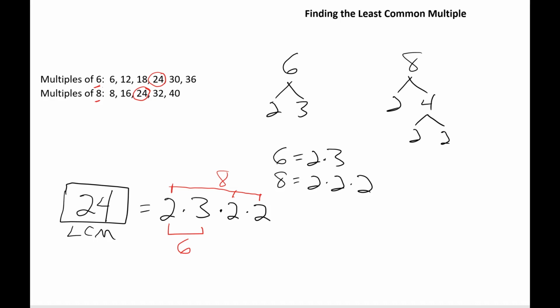I want you to find the least common multiple of 12 and 28. So I want you to pause the video here, find the least common multiple of 12 and 28, and then start the video back and see if your answer matches mine.